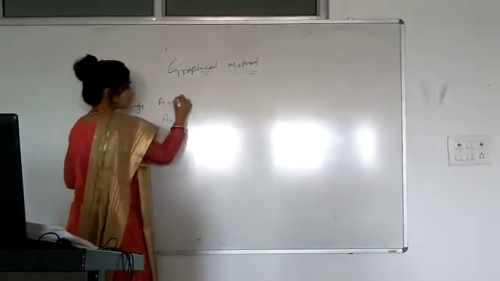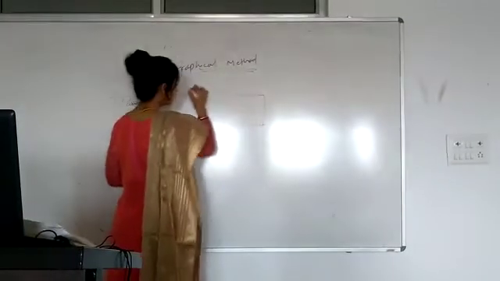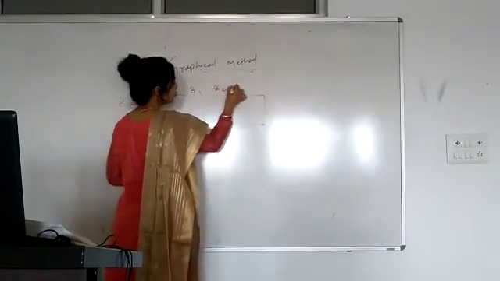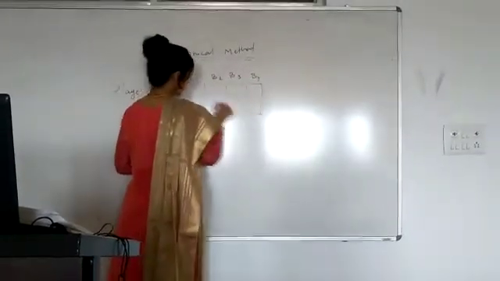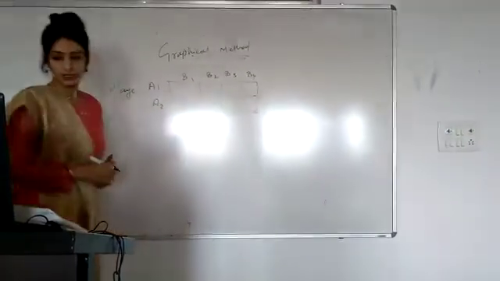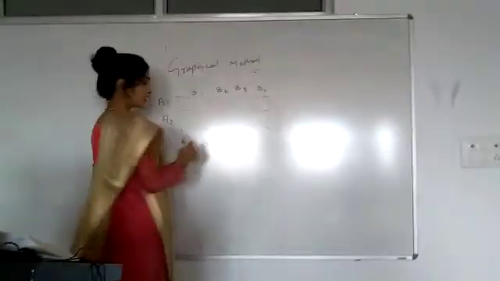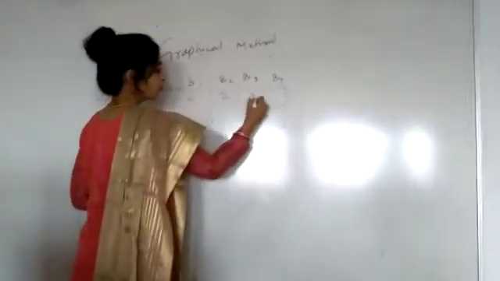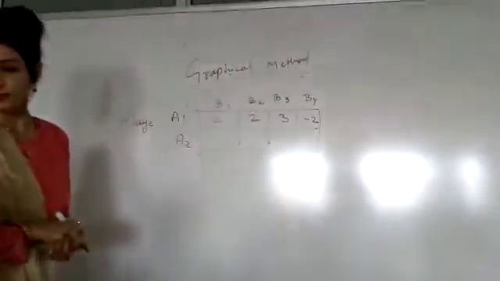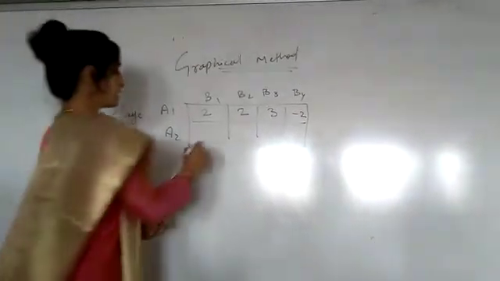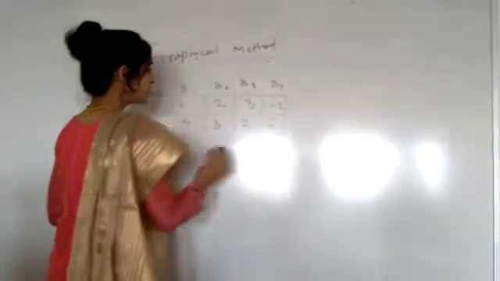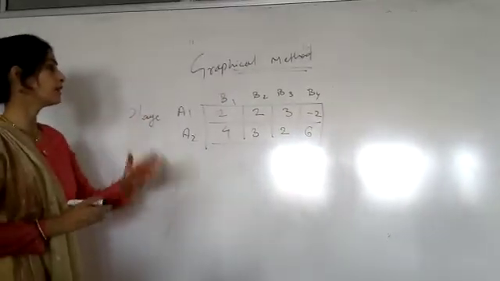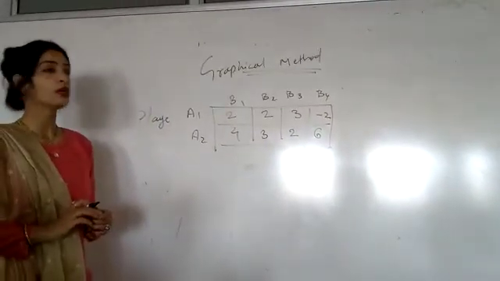A1, A2, two rows are there, and B1, B2, B3 and B4, four columns are there. The numbers are 2, 2, 3, -2 and 4, 3, 2, 6. This matrix is given to follow the graphical method and find out the value of the game.